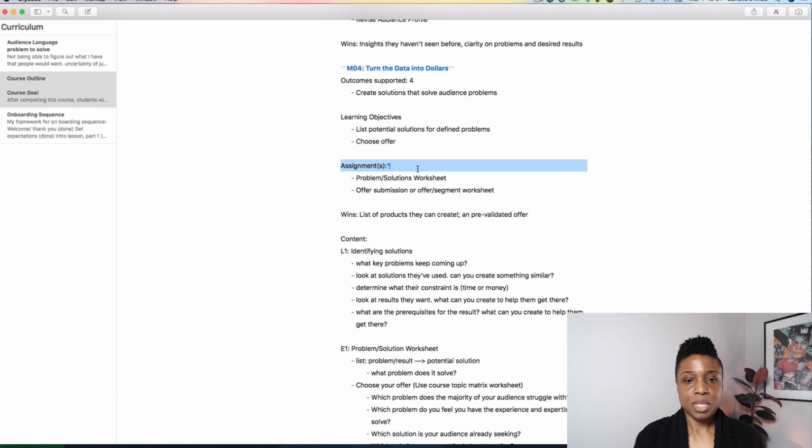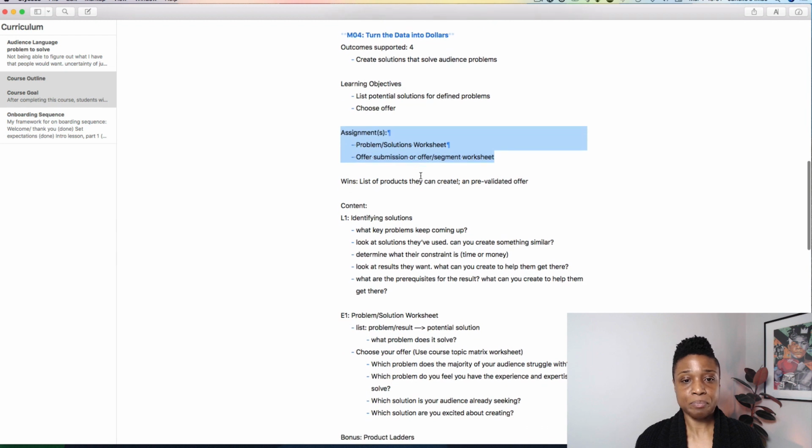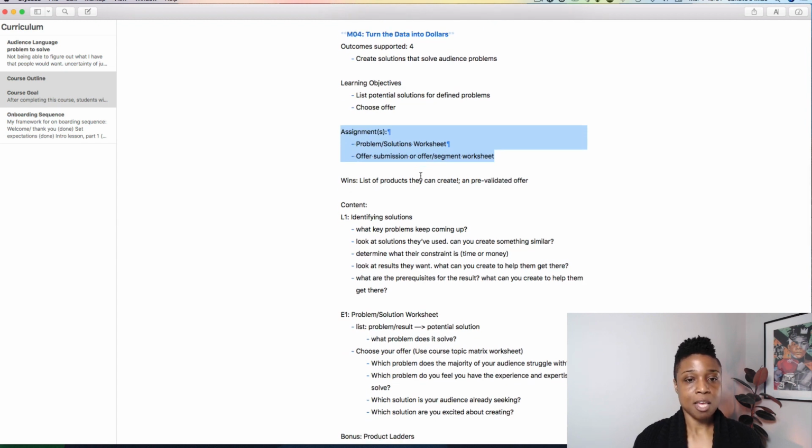Now, the assignment for this one that I created, once I said, okay, they're going to create an offer, then the assignment needs to support these objectives, right? Again, that backwards design method for your outline. So making a list of potential solutions, right? So we've got a problem solution worksheet in this module, and also an offer worksheet for them to define their offer.